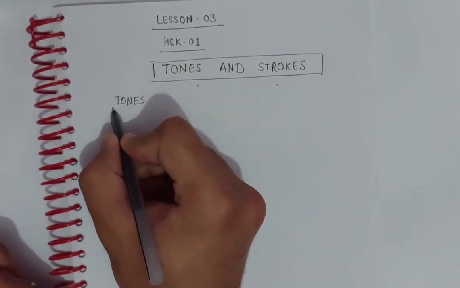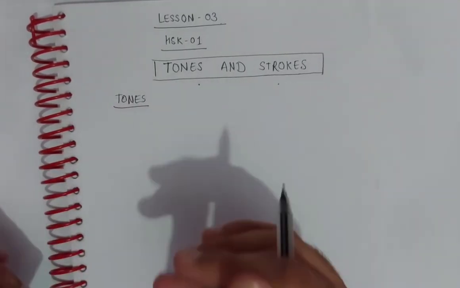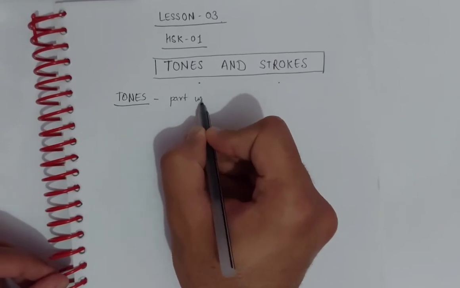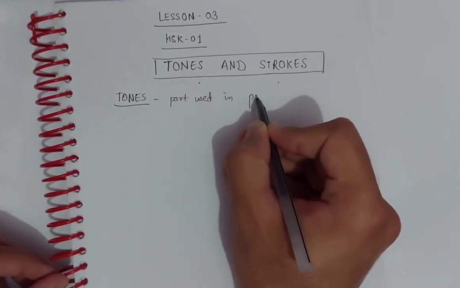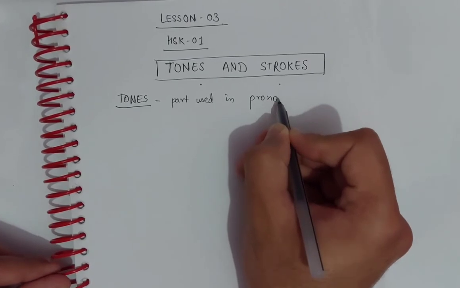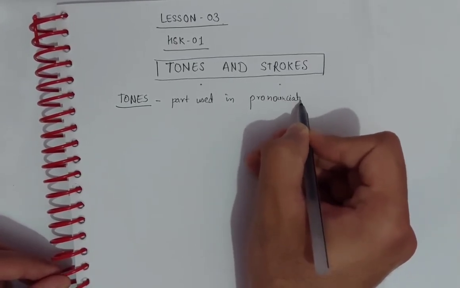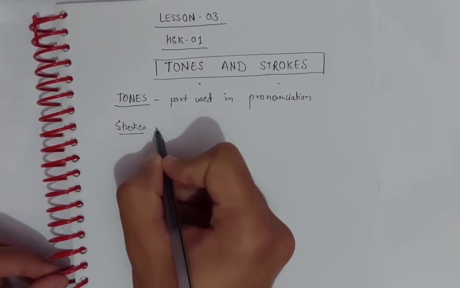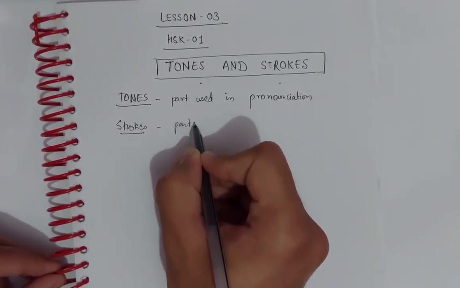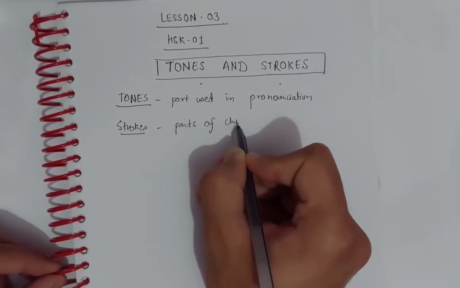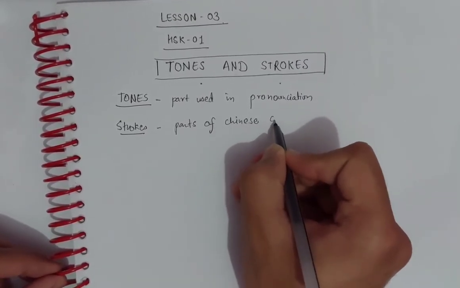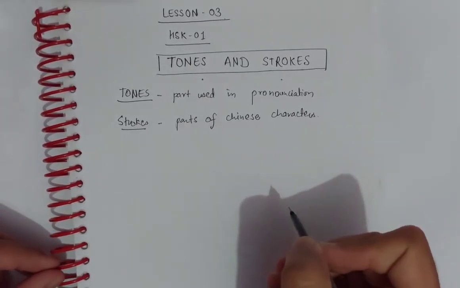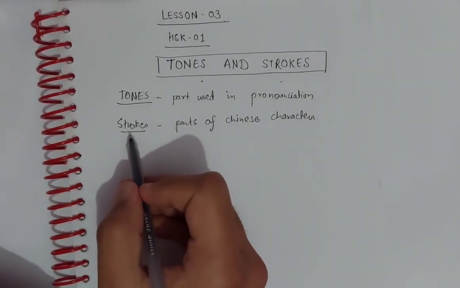Tones mean how to pronounce any word in Chinese. So this is a part which is used in pronunciation, and the strokes are the parts of Chinese characters, or Hanzi. So this is the strokes.